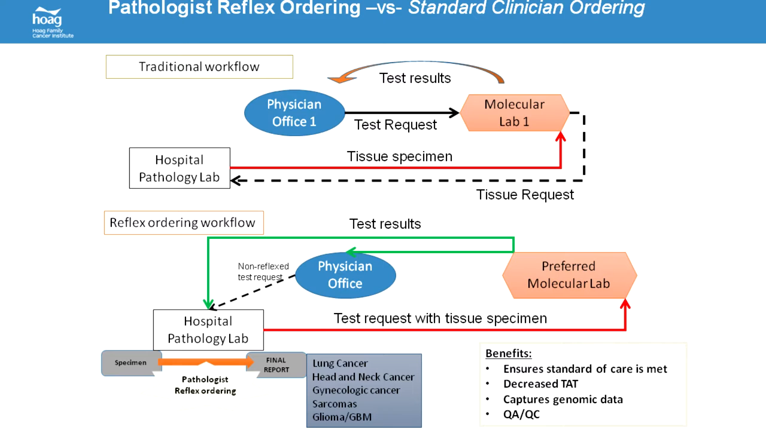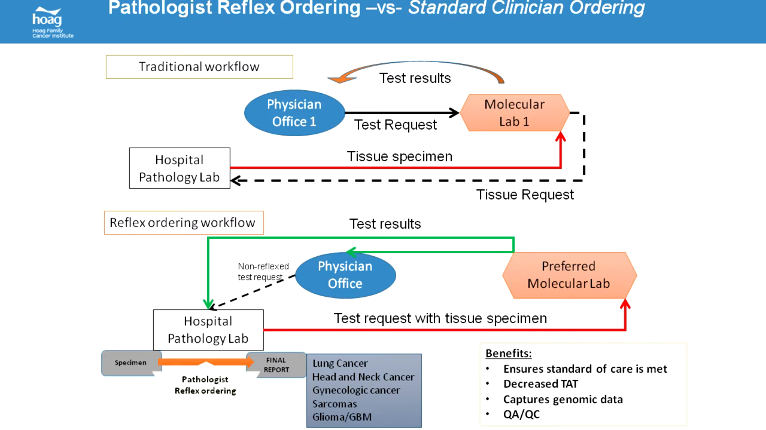And for cancer sites that aren't in our reflex testing protocols, we're asking our physician offices to submit the request directly to the pathology laboratory so that we can keep this information loop intact. There are a number of benefits to this. It ensures that standard of care is met, that patients don't fall through the cracks, so to speak. It decreases the turnaround time because these tests can take 2 weeks, sometimes more, to complete, and sometimes it might be several weeks to a month before the patient actually goes to see a physician. So it really cuts down the turnaround time.